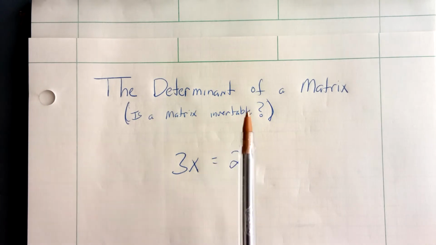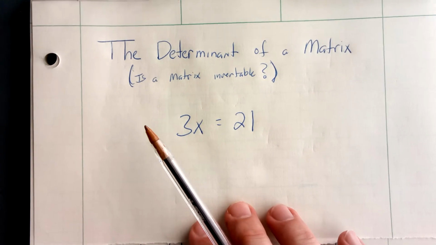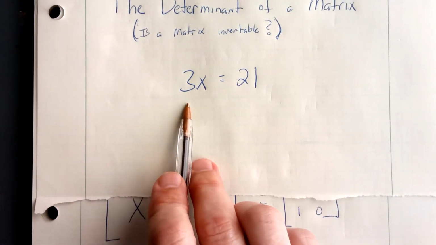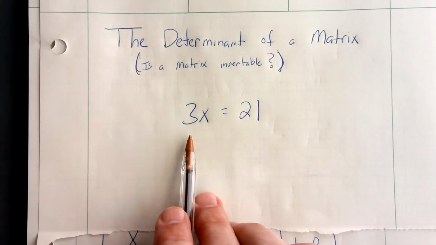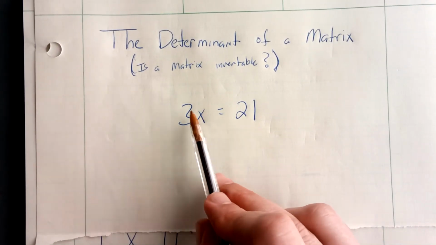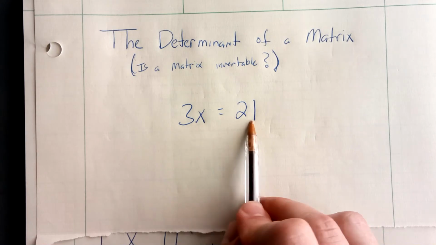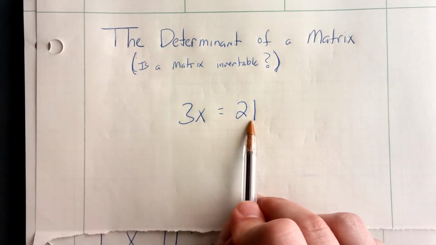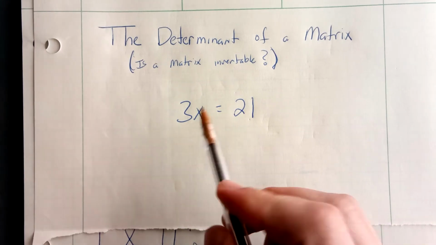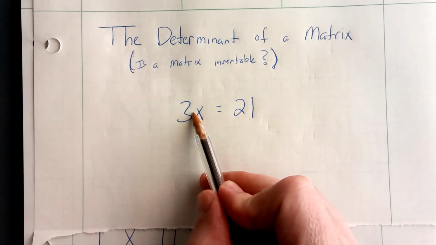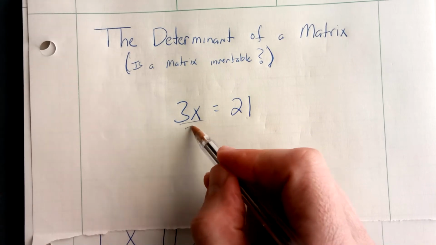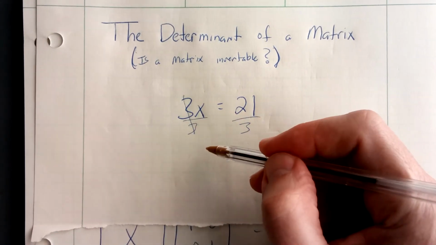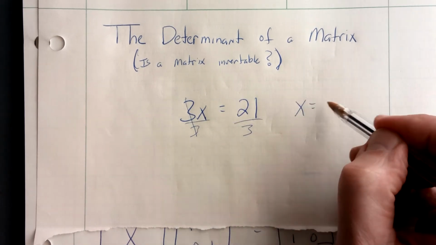Well, let's first start with an example without matrices, a simple example of an equation that we need to solve. We have this simple equation here of 3x equaling 21, or 3 times x equaling 21. If I was to ask you to solve this, most of you know that to solve this equation, we simply do the inverse operation of multiplication, and we divide both sides by 3. And the 3's are eliminated, and I get x is 7.